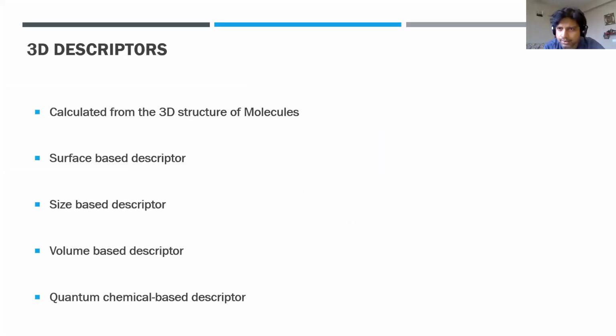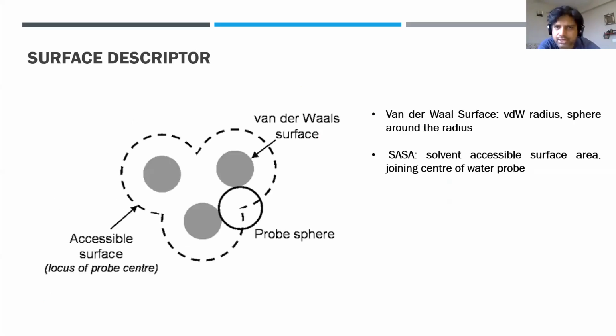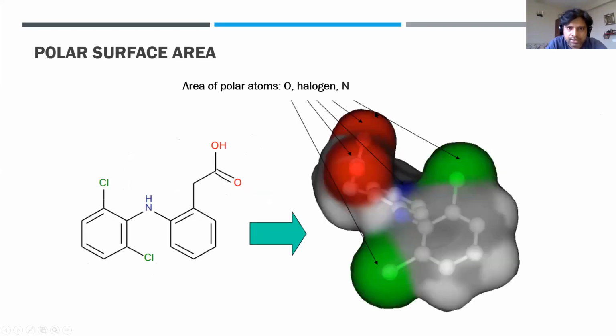And now there are 3D descriptors. As I said, for a 3D descriptor we need three-dimensional structures, like the van der Waals surface or the accessible surface. The accessible surface is the surface which is exposed to the water, and for that we need the three-dimensional structure.